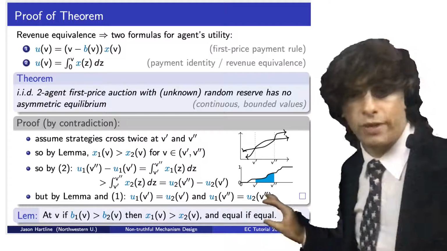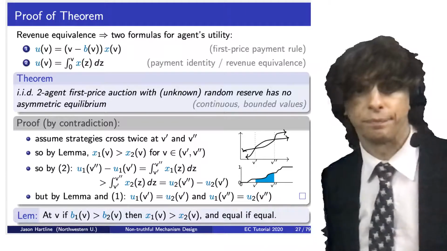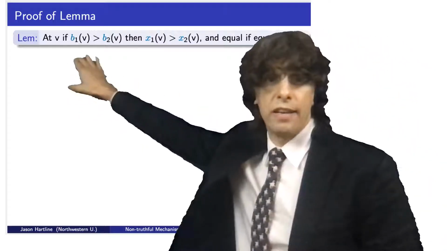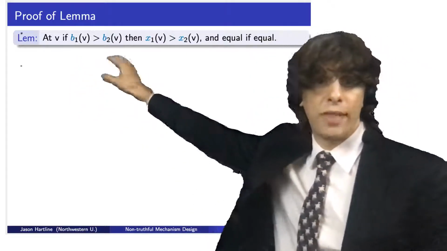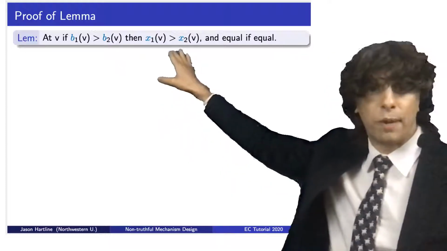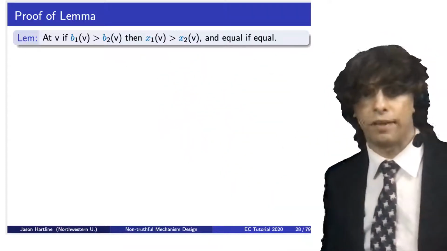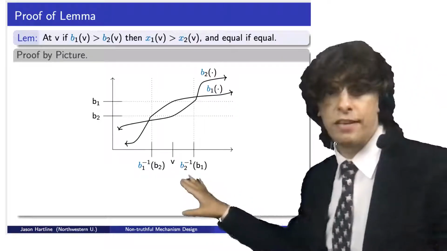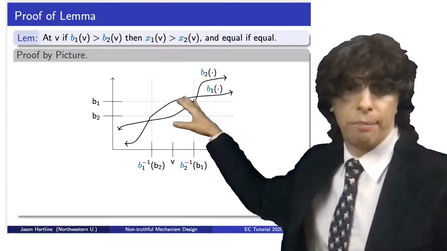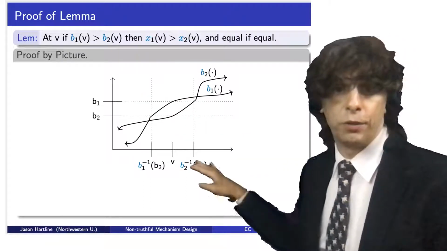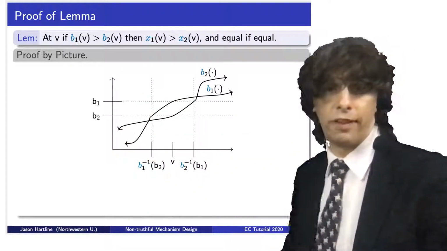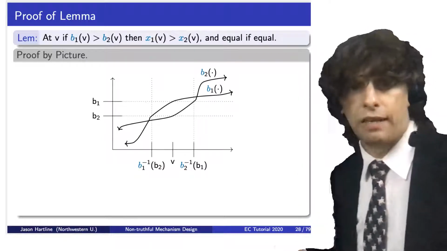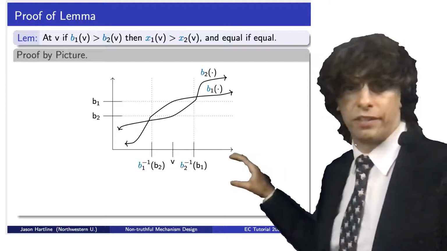Okay, now we're going to prove the lemma. So the lemma says, again, at any value v, if bidder 1 is outbidding bidder 2 at this value, then bidder 1's allocation probability is strictly higher than bidder 2's allocation probability. So let's look at our picture again. We have some value v, where bidder 1 is outbidding and bidding b1, which is a high bid, and bidder 2 is bidding b2, which is a lower bid. Great. So let's see what's happening given these strategies.